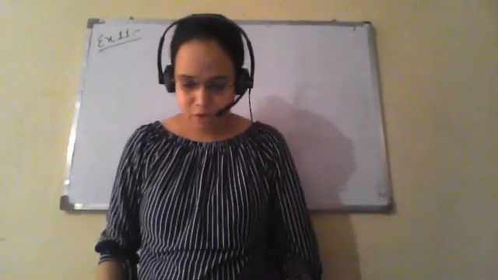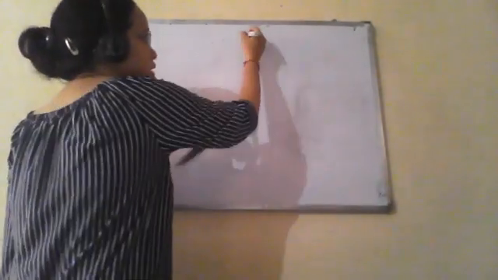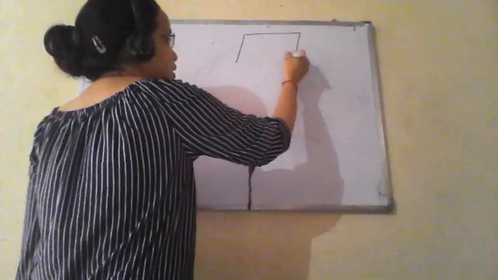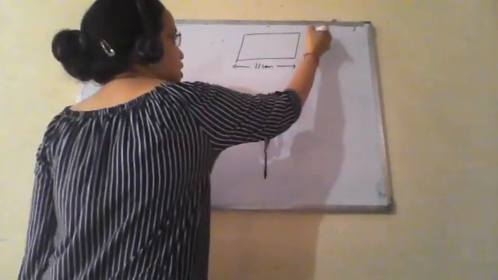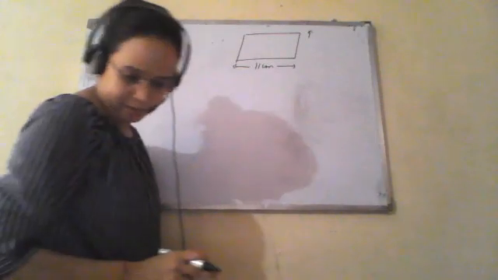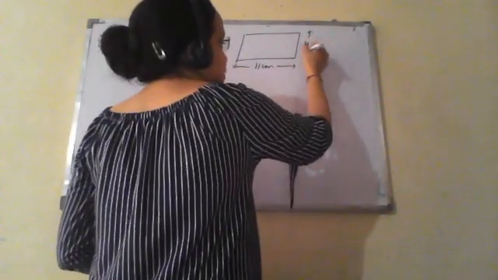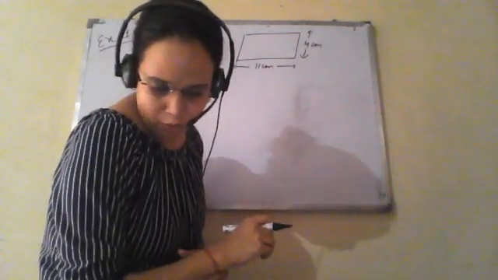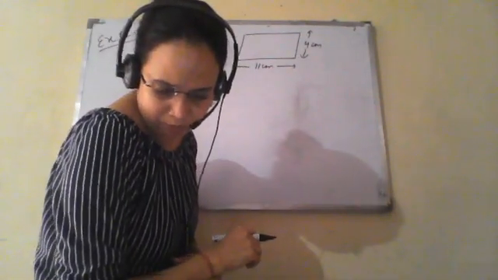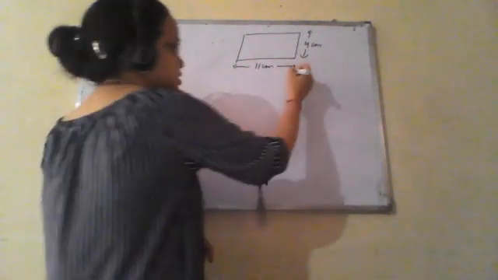A rectangular piece of paper with dimensions 11 centimeter and 4 centimeter. That is, length is given as 11 centimeter and breadth is given as 4 centimeter. It is rolled along, or folded without overlapping, to make a cylinder of height 4 centimeter.